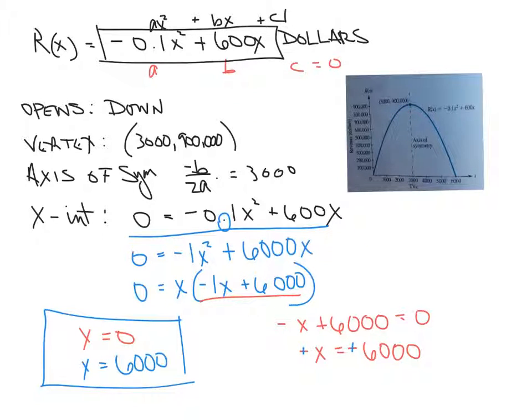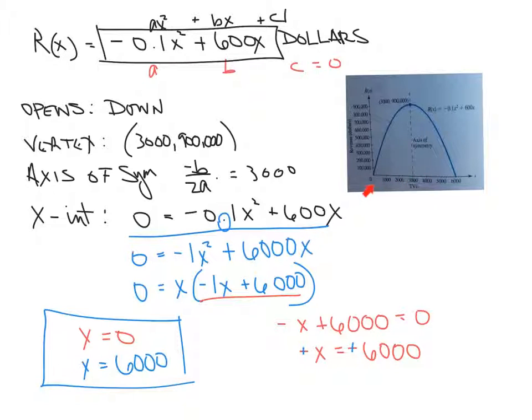Okay. D, graph the function, which is right there. And E, for what x values is the function increasing, decreasing? What does this mean? Okay, so what x values? Which numbers here are showing that my y value is increasing? Well, from 0 to 3,000, they're increasing. From 3,000 to 6,000, they are decreasing.